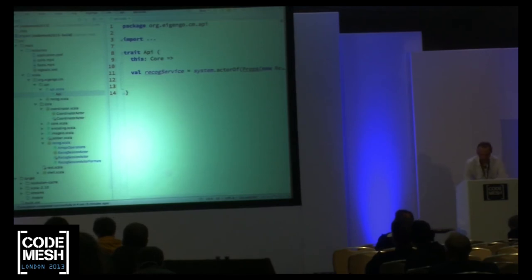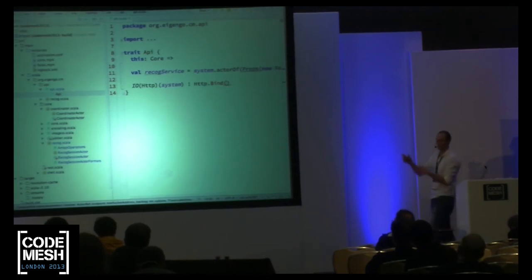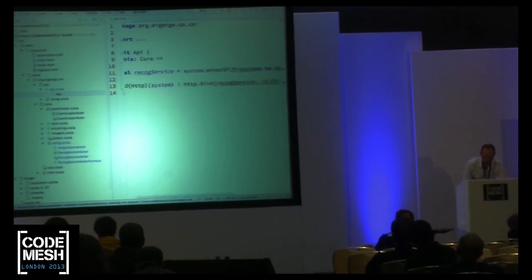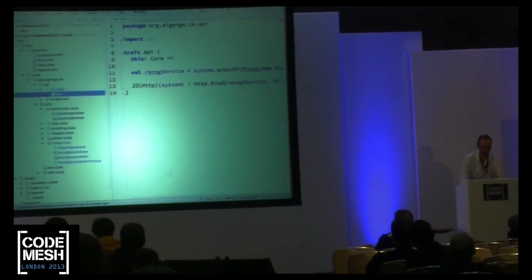So in our case, we'll bind it over HTTP. We will send it the Http.Bind message. So this is the HTTP extension of Akka that gives you back an actor that manages all the HTTP server connections. So all that we're doing is binding this recognition service to all local addresses on port 8080. Like so. All right. There we are.